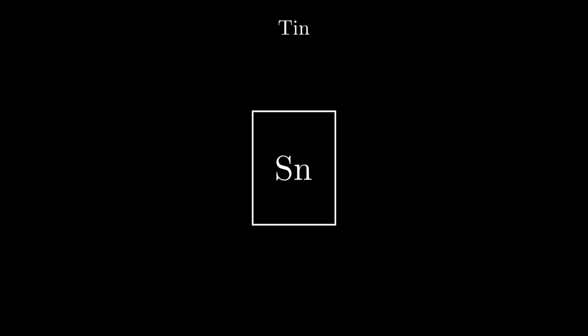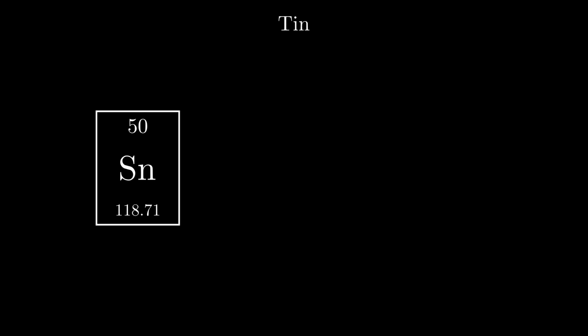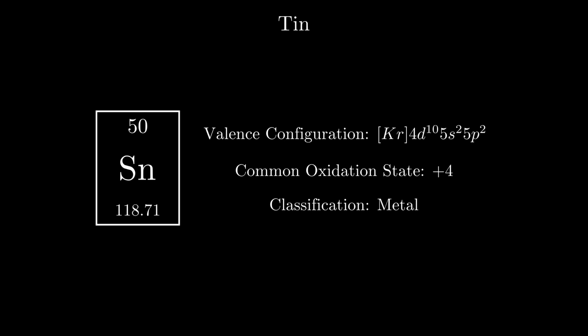Tin, element 50, with an atomic mass of 118.71 AMU. It has a valence configuration of 5s2 5p2, normally taking on an oxidation state of +4, but being capable of going down to +2, where it becomes less stable. A melting point of 232 degrees Celsius and a boiling point of 2602 degrees Celsius, tin is the first metal in this group.